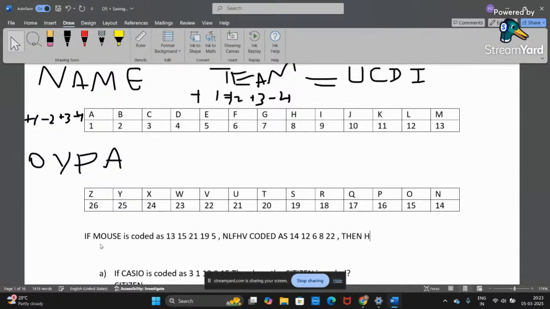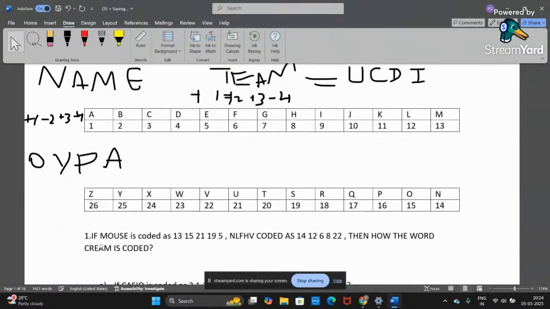Then how is the word cream coded? Find the answer for this. Find the logic using this table.